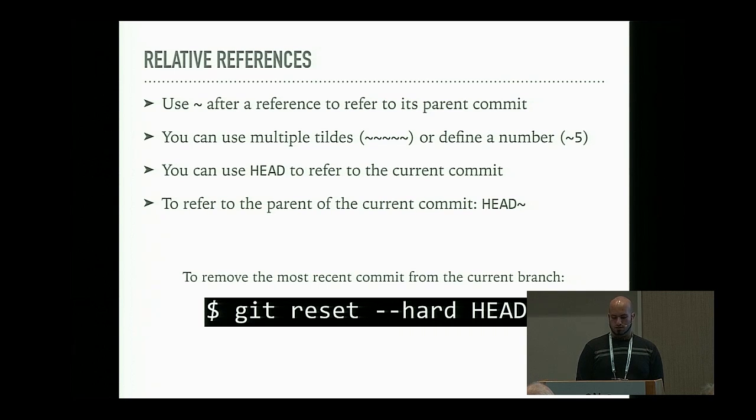Reset, as I said, can modify both branch pointers and files on disk. By default, it will just do the branch pointer. If you pass --hard, that says also update the files on disk to make them exactly as they were at this commit that I'm pointing to.